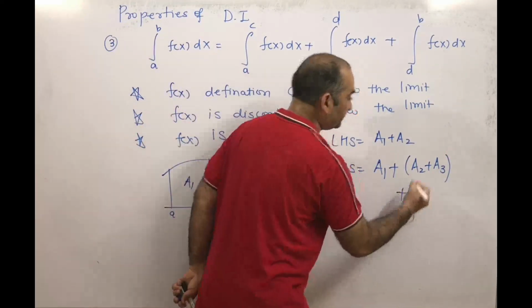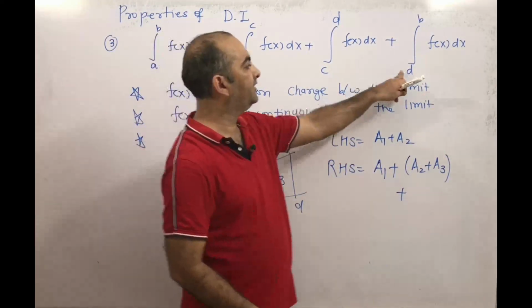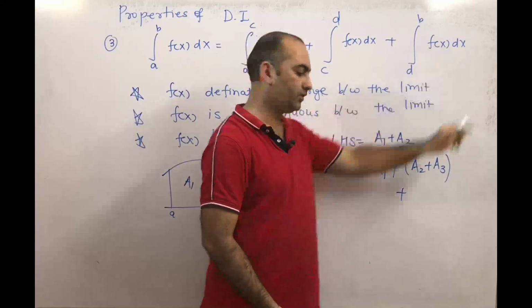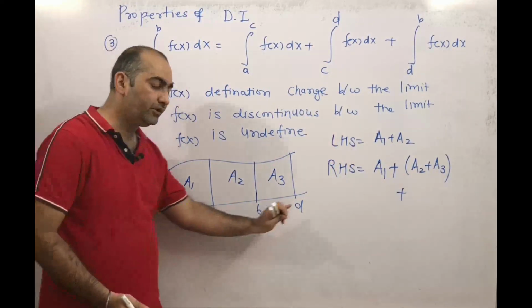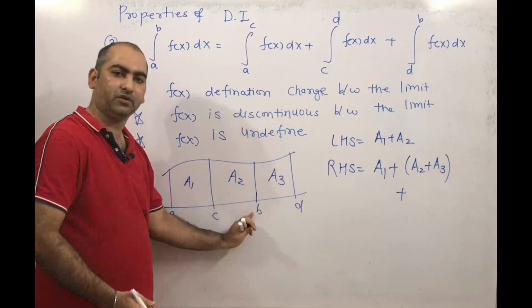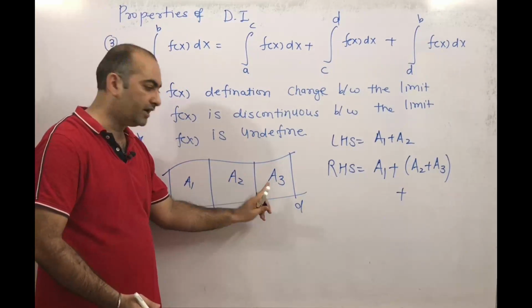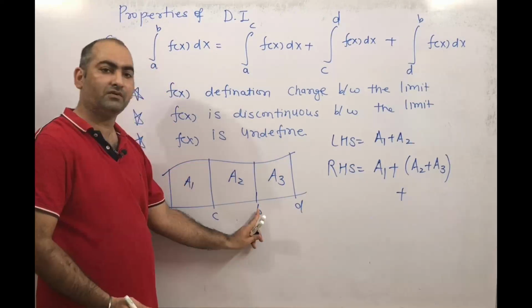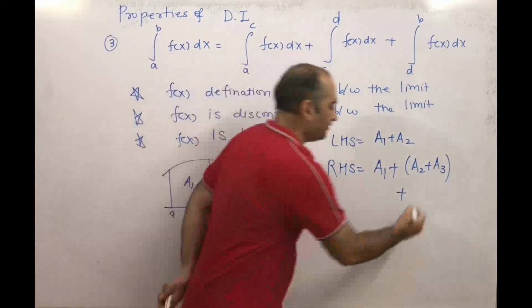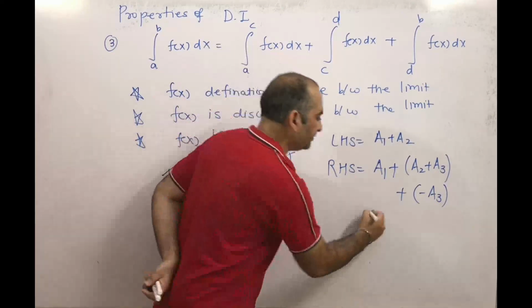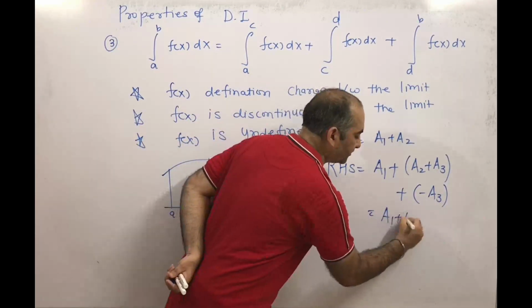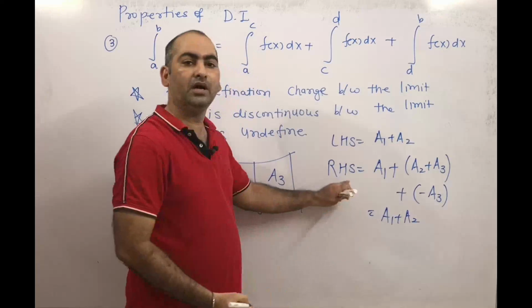Plus the last is what? Integration d to b f(x) dx. Okay, integration d to b. Here we are going from right to left. This area is positive, and we are coming right to left, so this will come out as minus A3. So here what will come? Minus A3. If you simplify this, what will come? A1 plus A2. So you can see LHS equals RHS.